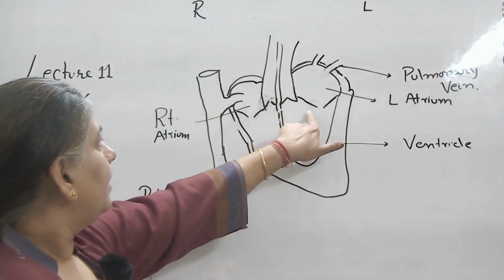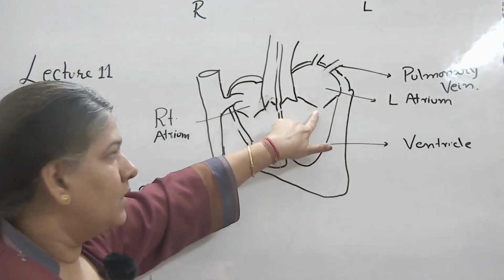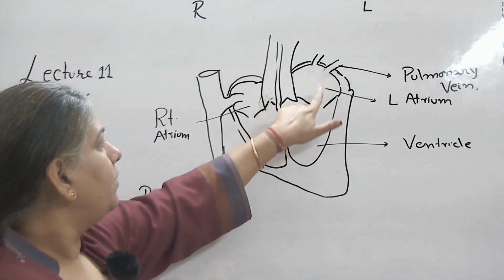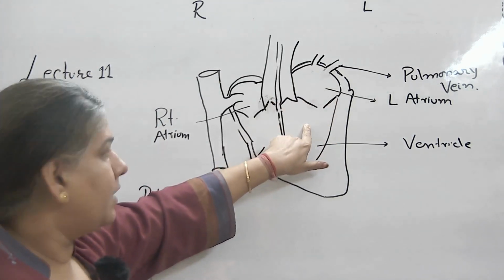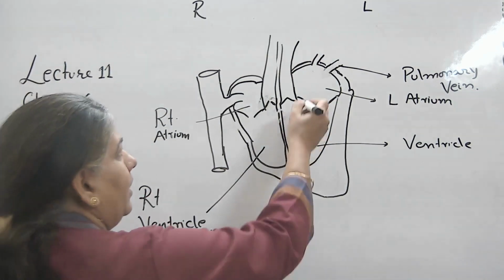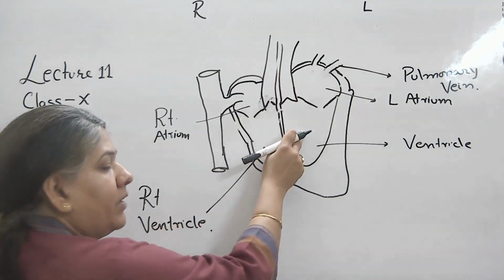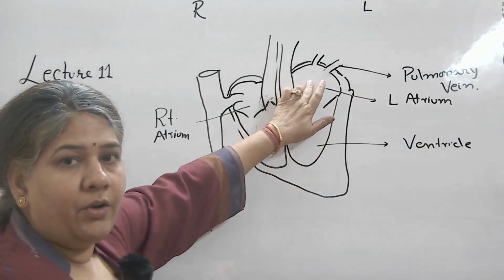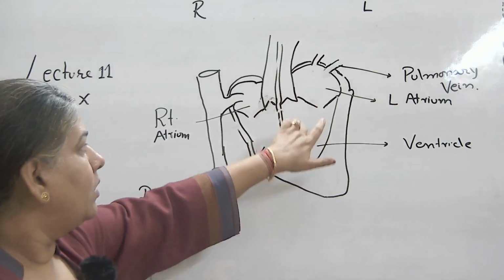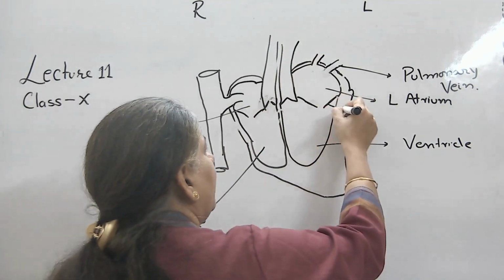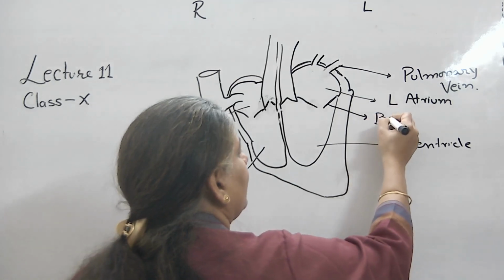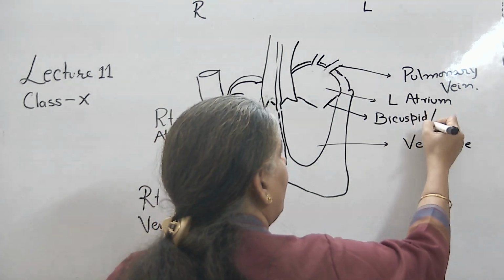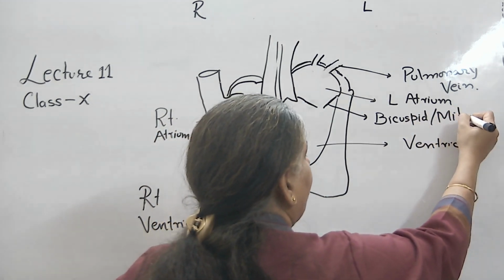Okay, there is a valve. Valve means a gate for allowing blood to flow from atrium to ventricle. So this is present between atrium and ventricle. This valve is called the atrioventricular valve, or its another name is bicuspid or mitral valve.